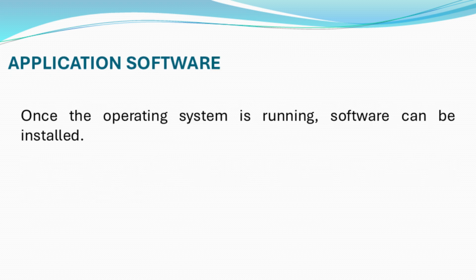Application software. Once the operating system is running, software can be installed. Various programs enable the user to perform specific types of tasks with the computer. The following is the list of common types of applications, their functions, and examples.